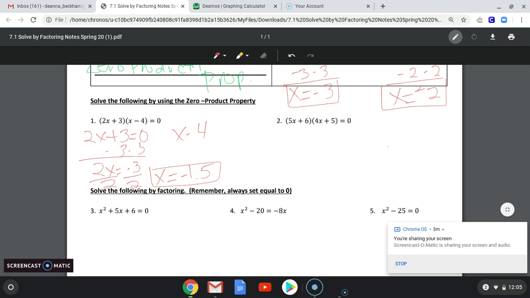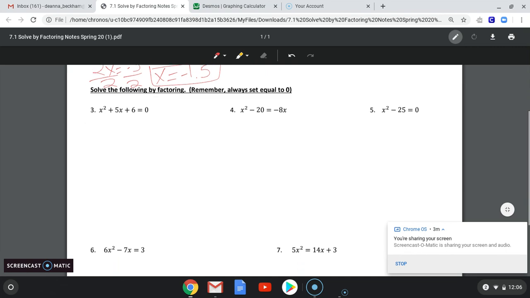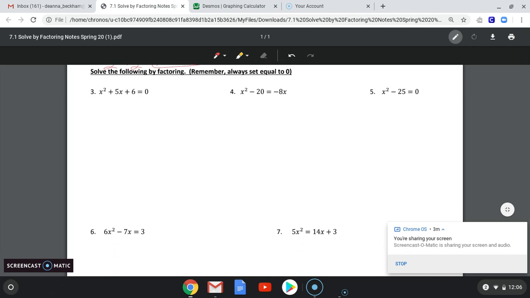I can take the second, I can set that equal to 0, I apologize, add 4 to both sides. And that means I get x is equal to +4. That means my graph of that quadratic equation would touch the x-axis at -1.5 and +4. What if it's not factored for you? Here we go for number 3. That means you have to factor it yourself. So we're going to factor by grouping and then set it equal to 0.